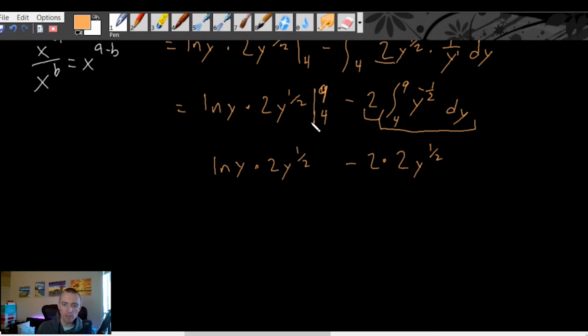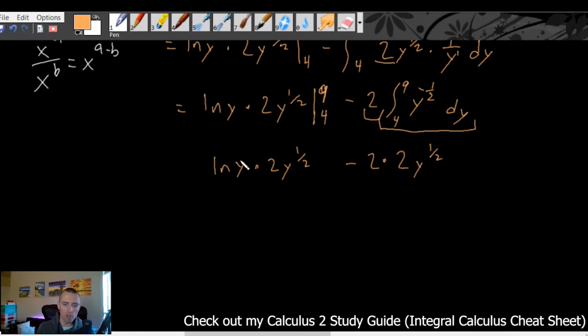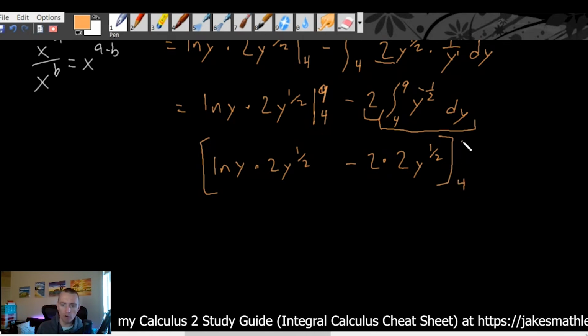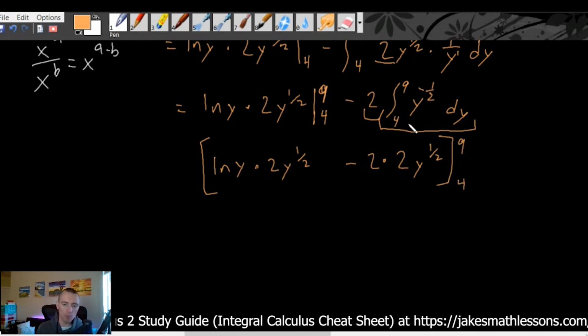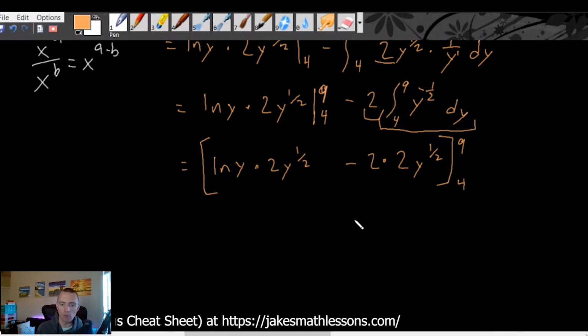So here, this kind of vertical bar with 4 and 9 written here, all that's saying is evaluate this expression from 4 to 9. Well, what we're also going to have to do, thanks to the bounds of this integral, is evaluate this expression from 4 to 9. So basically what we're doing is we're evaluating the entire thing from 4 to 9. You could do them separately and then subtract them, or you could do them all together. It's really not going to make a difference. You're going to end up with the same number either way.